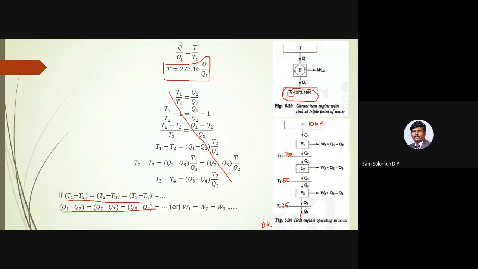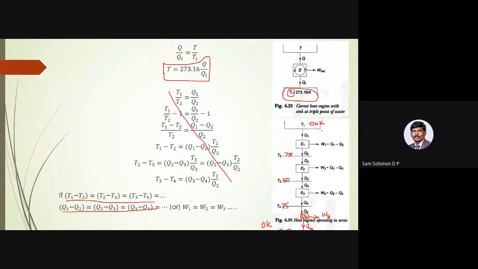And let's take one more engine, E5, and this is going to reject Q5, and let us say this is 0 Kelvin, which is T5. So T5 is equal to 0. Okay, and this is delivering W4 amount of work. So now I have 5 heat engines operating between the temperature limits 100 and 0. Okay, and the intermediate reservoir temperatures are 75, 50, 25.